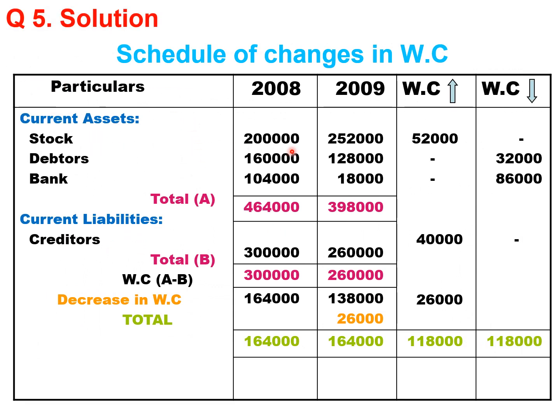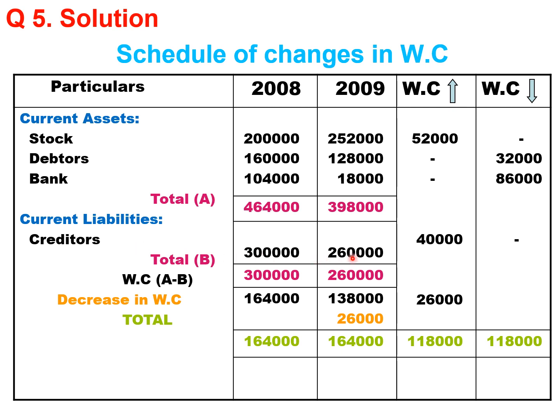Students, there is an increase in stock of 52,000, which will result in increase in working capital. There is a decrease in debtor 32,000, which will result in decrease in working capital. There is a decrease in bank 86,000, which will result in decrease in working capital. So total current assets of last year 4,64,000 and 3,98,000. There is only one liability called creditors.